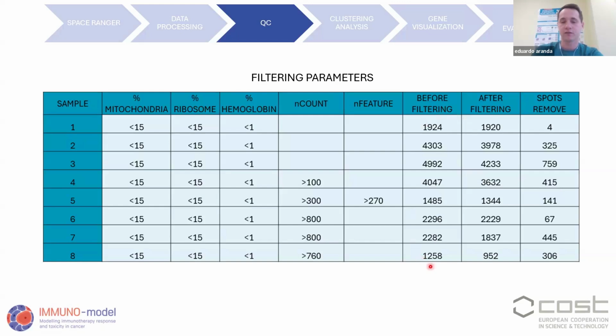Before filtering, we have this number of spots. And after filtering, we have this number of spots. And here, this refers to the spots removed. After the filtering, for one sample we have some, and for others we have many more, more than 700. It depends on the sample, and also on the size of each sample.